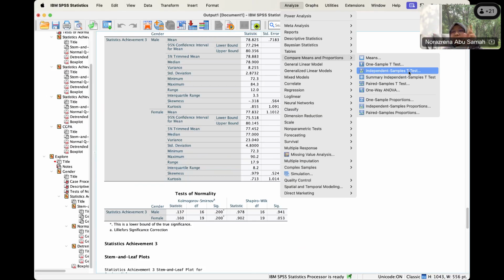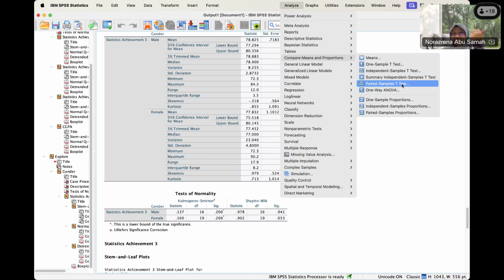If more than two groups, let's say three groups like the race, Malay, Chinese, Indian, three independent groups, or Malay, Chinese, Indian, others, or Malay, Chinese, Indian, Kadazan, so four, you need to use one-way ANOVA. It's here: for two independent samples, the t-test; for more than two, one-way ANOVA.